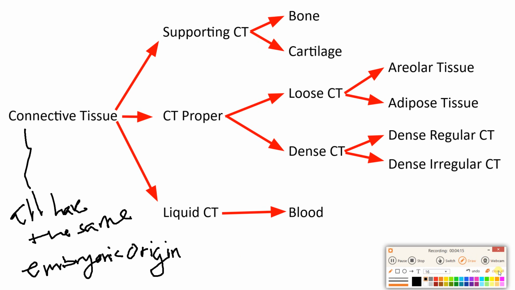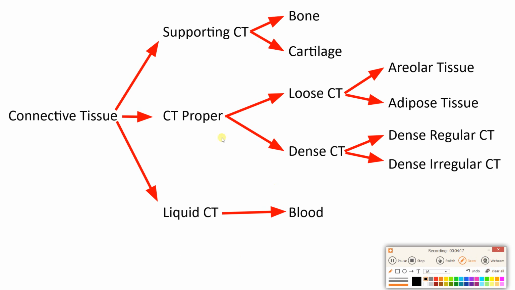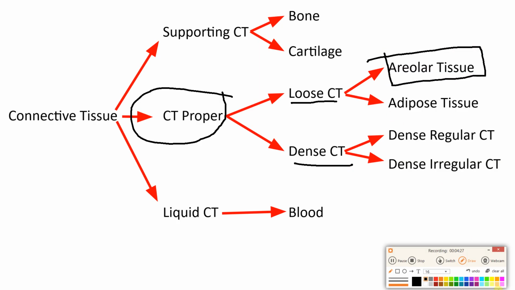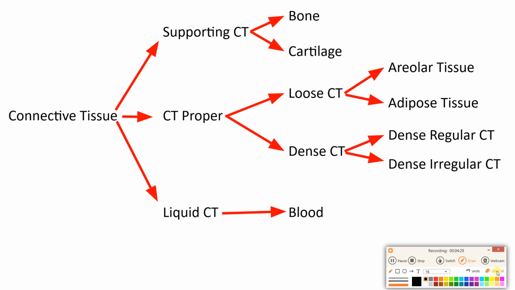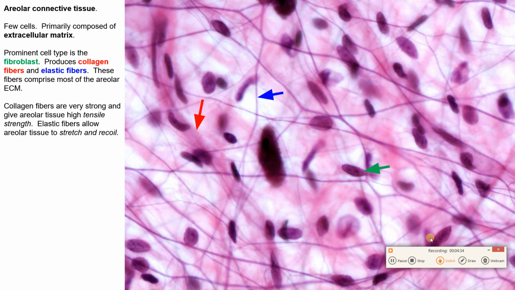Let's start working on connective tissues. So like I said, today we're going to do connective tissue proper. We're going to look at the two loose ones. Then we're going to look at the two dense ones. We're starting with areolar connective tissue. So let's go ahead and look at some areolar connective tissue and start talking about it.